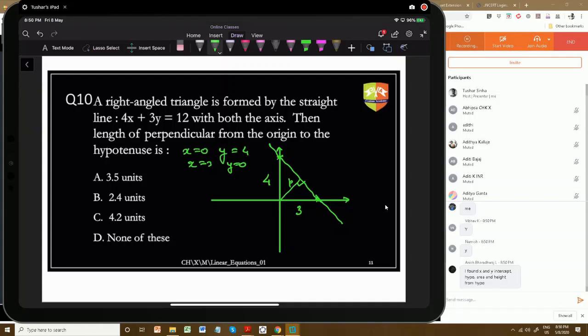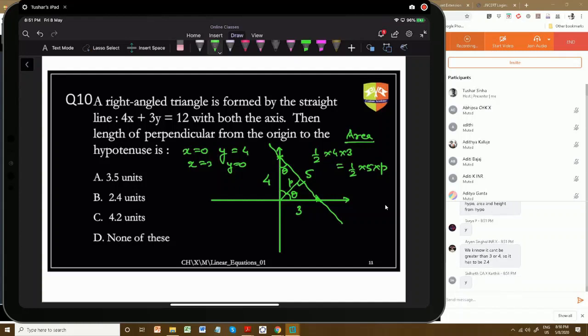Clearly, let's say this is theta. This will be 90 minus theta, so hence this will also be theta. I hope this is understood by all. You found the x and y intercepts, hypotenuse, area and height. That is also correct, and that's actually easier. Half into 4 into 3. The hypotenuse is 5, half into 5 into P. The area will be the same. This is the area method: area is half into 4 into 3, base into height. So hence you will get P is equal to 2.4.